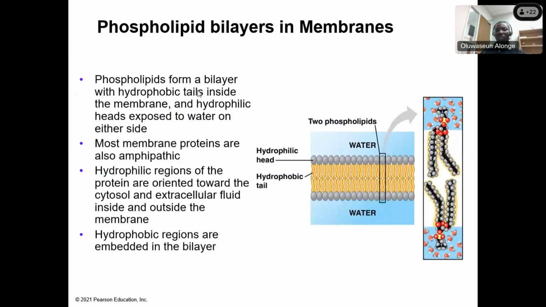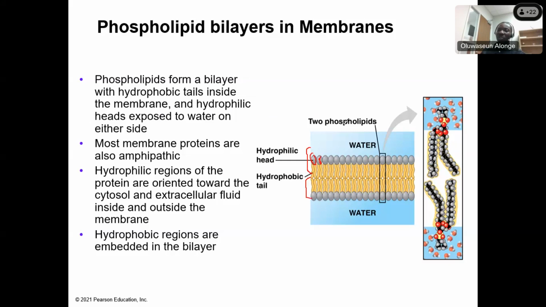Now, when you look at the phospholipid membrane, this is what we call the phospholipid bilayer. This is what we call a phospholipid. This is a phosphate head, and here there are two fatty acid tails. So every phosphate has two fatty acids attached to it. And you see, this is the first layer and then the second layer.